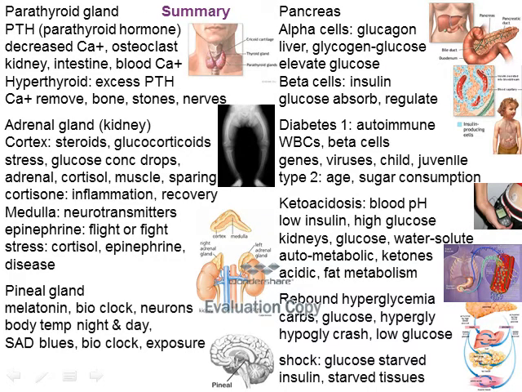Good summary here. Parathyroid, PTH, that's the one that stimulates osteoclasts to start pulling calcium right off of our bones. Hyperparathyroidism, too much PTH. We end up with problems with the bones, stones in the kidneys, and so forth.